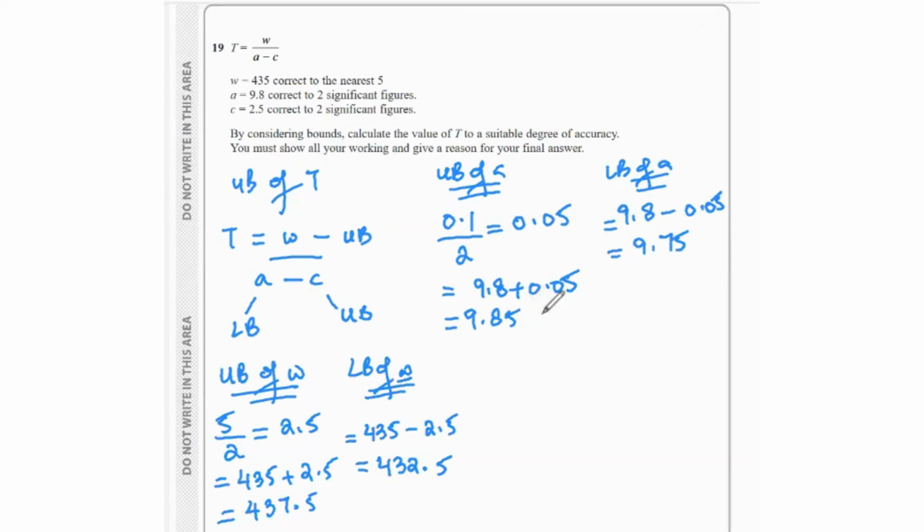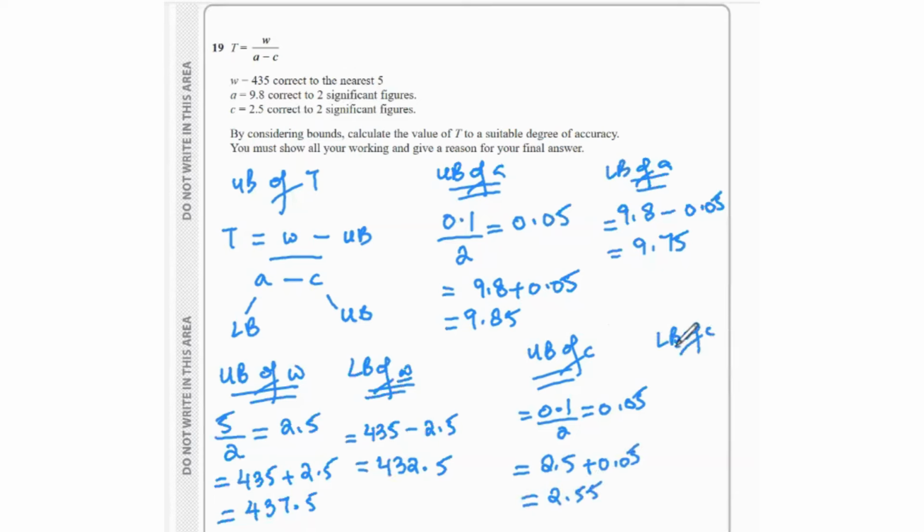Moving on to C. For C, it's going to be the same steps. We divide the place value of the second significant figure, which is 0.1, by 2, which gives us 0.05. So upper bound would be 2.5 plus 0.05, which is 2.55. And lower bound of C is going to be 2.5 minus 0.05, which is equal to 2.45.